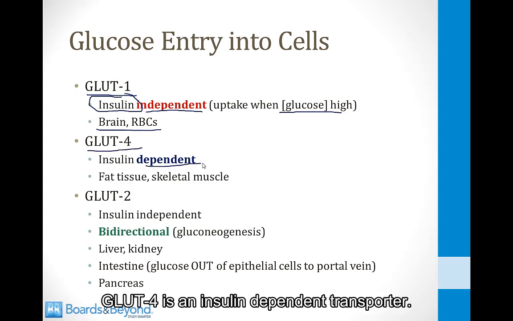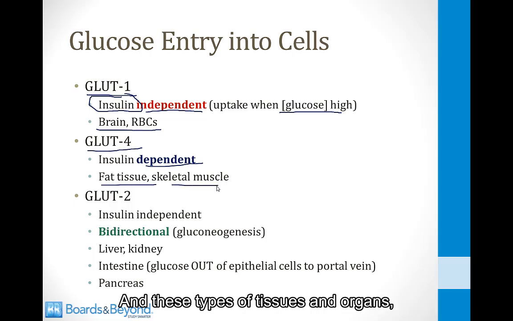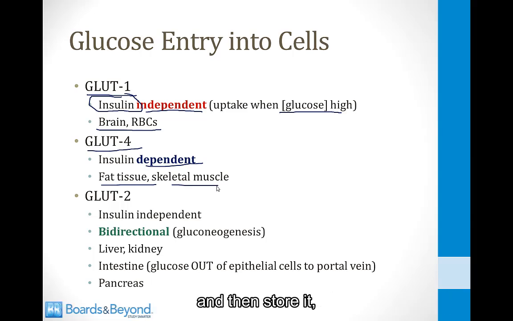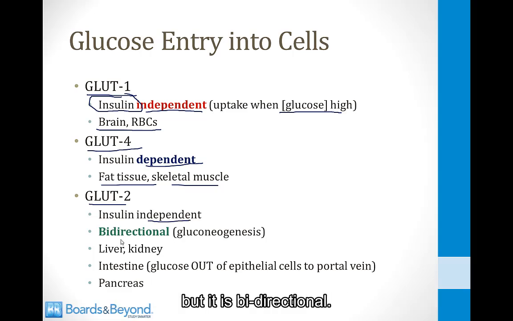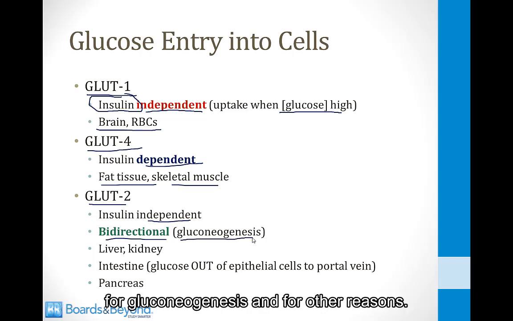GLUT4 is an insulin-dependent transporter, so you will find this in fat tissue and skeletal muscle. And these types of tissues and organs want to take up glucose only when insulin levels are high and then store it as either fat or as glycogen. The GLUT2 transporter is also insulin independent, but it is bidirectional, and this means that it can transport glucose out of cells for gluconeogenesis and for other reasons.